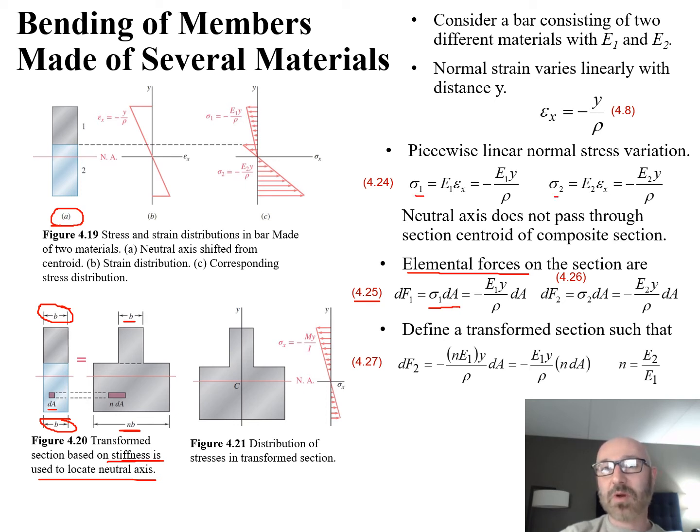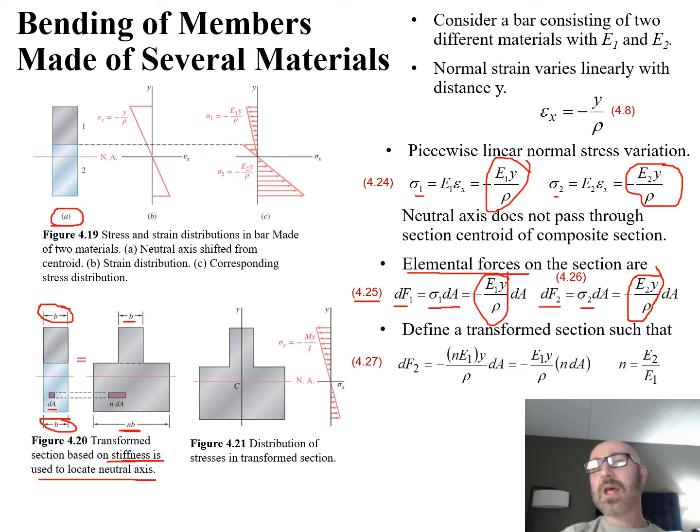So we're using that same sigma 1 and sigma 2 right there to get our elemental force for the top material and our elemental force for the bottom material. So we have these same relationships, again relating back to 4.25 and 4.26 in our textbooks. This is equal to, we can plug in our relationship for sigma 1, and we have our E1 y over rho, which we saw from up top, and for our elemental force 2, we have our E2 y over rho from this relationship up top from 4.24. We can plug those in and get equations 4.25 and 4.26, relationships back to our textbook.